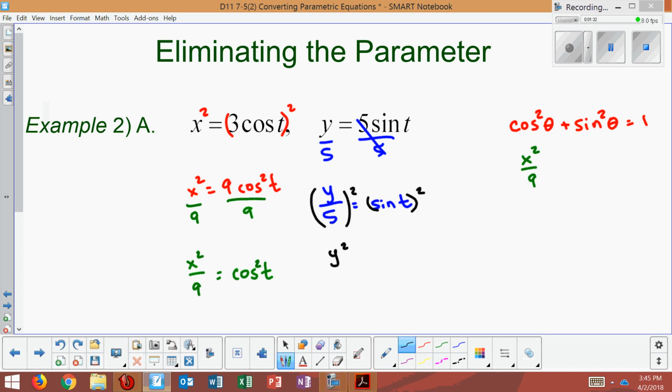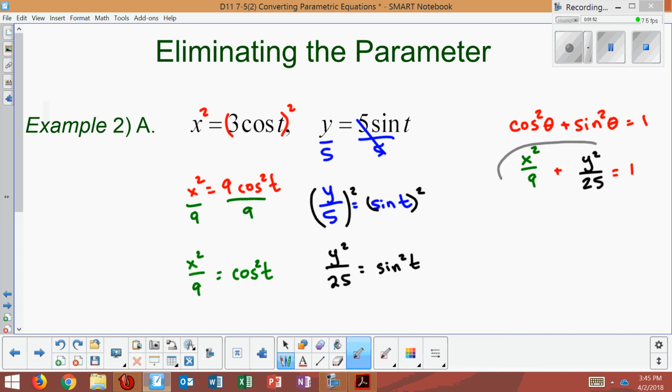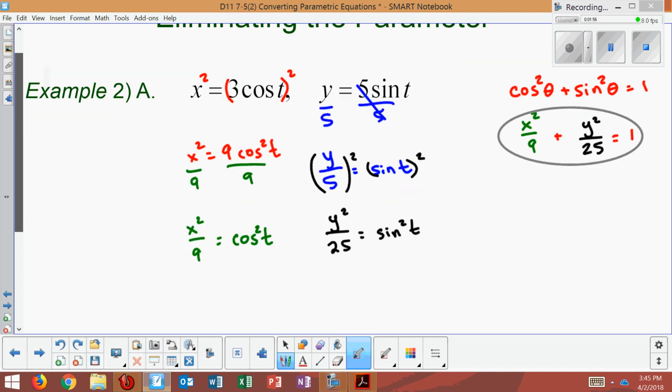So give me y squared, fractions is top times top over bottom times bottom, and 5 squared is 25 equals sine squared t. Now that I have that, I would substitute this over here, and I would have this equation. This part, the plus would not change, and the equals 1 would not change. That should be my equation. Now we've eliminated the parameter. We can check our work.